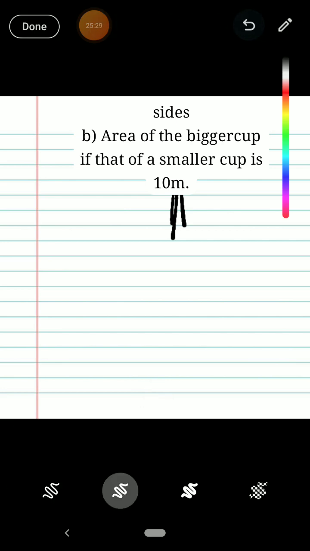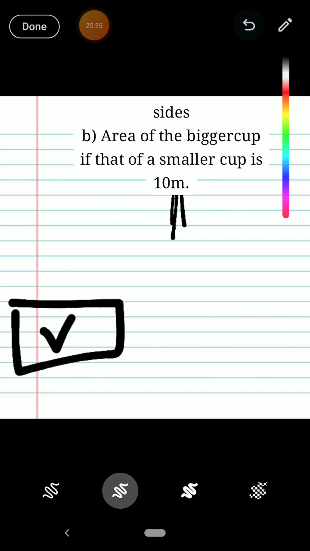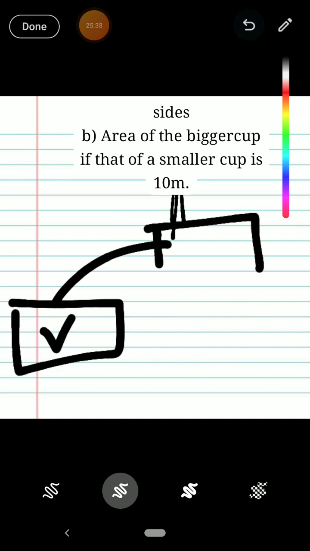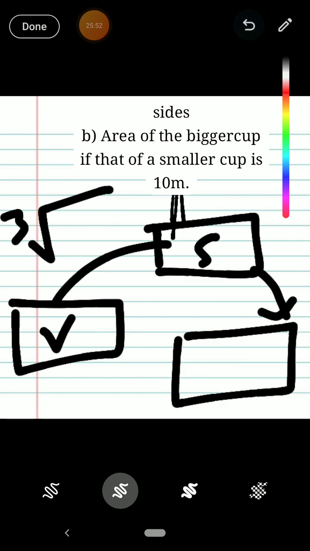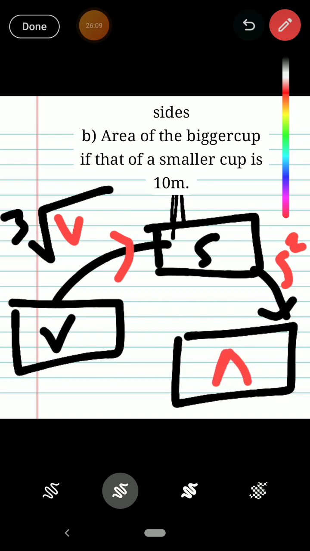So here's the understanding. We have ratio of volumes. Then to get the ratio of the sides, you do what? You cube root. And we know that from ratio of sides to get ratios of areas, we square. We do power 2. So here it's cube root of volume, that's how we get here. Then from sides we do power 2 to get ratios of areas.